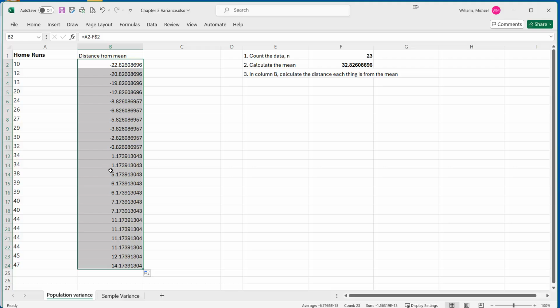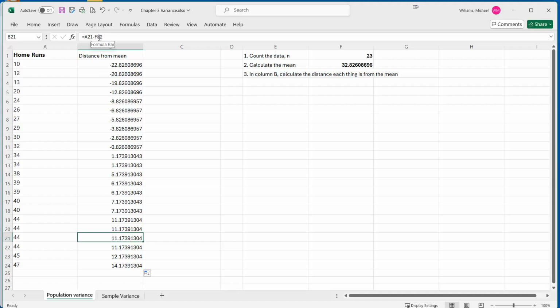If we click on an individual one, it copied the formula. You see? It copied the formula. This is why we needed the dollar sign, because the mean just sits here. The mean doesn't go down. That's why the dollar sign is so important, right?